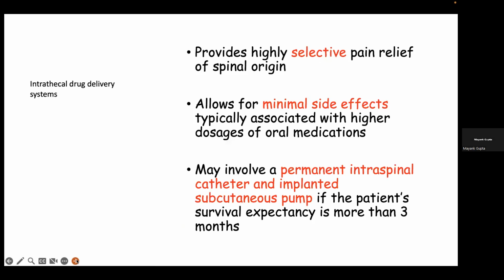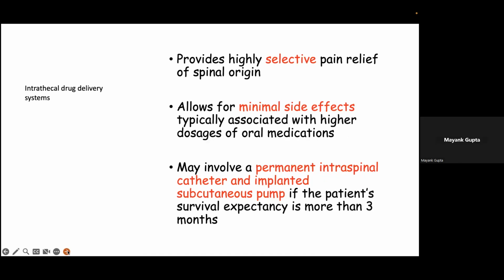Then comes the intrathecal drug delivery system, which I do not have any practical experience with. The reason being, most of our patients are very poor. They come very late in the disease process. And frankly speaking, I have never done an intrathecal drug delivery in any of the patients. I would be more than interested in hearing from the other parts of the world about the experiences with intrathecal drug delivery system for management of cancer pain.